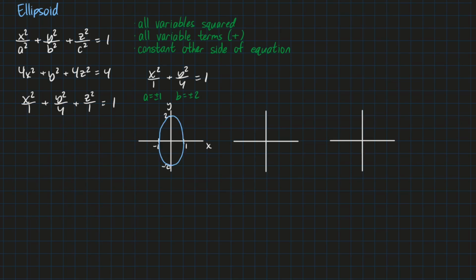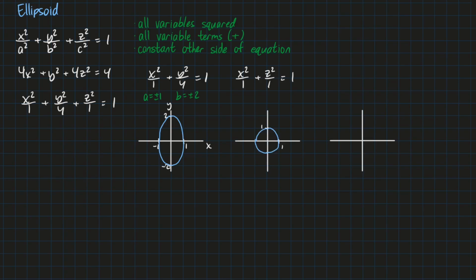So now I'm going to do the same thing for the other variables. Let's say we wanted to cover up y this time and plug in a 0 for y. We now are on the xz plane, and we have this equation, x squared over 1 plus z squared over 1 equals 1. Well, since the coefficients are the same, we could just multiply those to the other side if we want, and it's basically a circle equation, but it's still an ellipse.